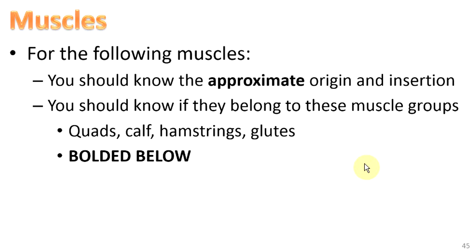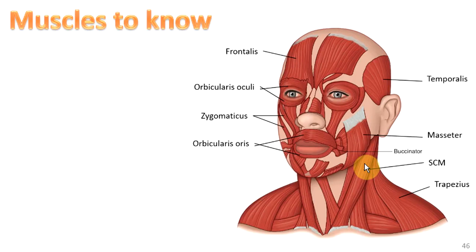And that's for these bolded ones below. I'm going to have these groups bolded below. They're the quadriceps group, which we just call quads, calf group, hamstrings or hams, and the glutes. Like I said, there's more, like the rotator cuff, but we're not going to talk about all of them. Just some of the majors.